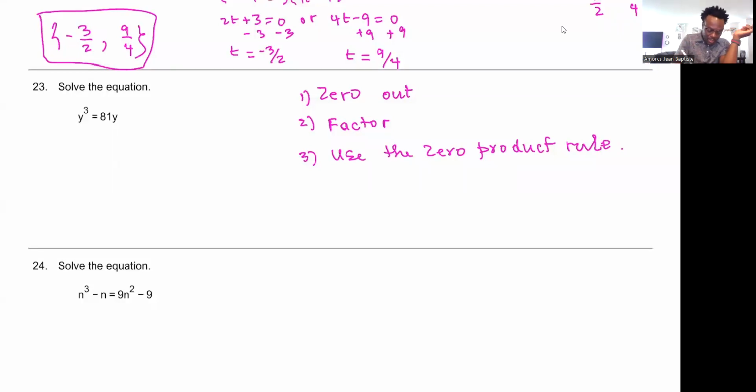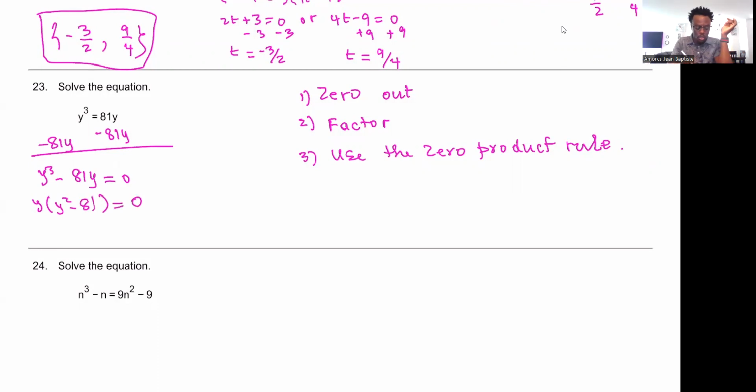All right, so let's zero out by subtracting 81y. So that's y to the third minus 81y equals 0. Factor the GCF: y times y squared minus 81 equals 0. Use the difference of squares: y times y minus 9, y plus 9 equals 0.